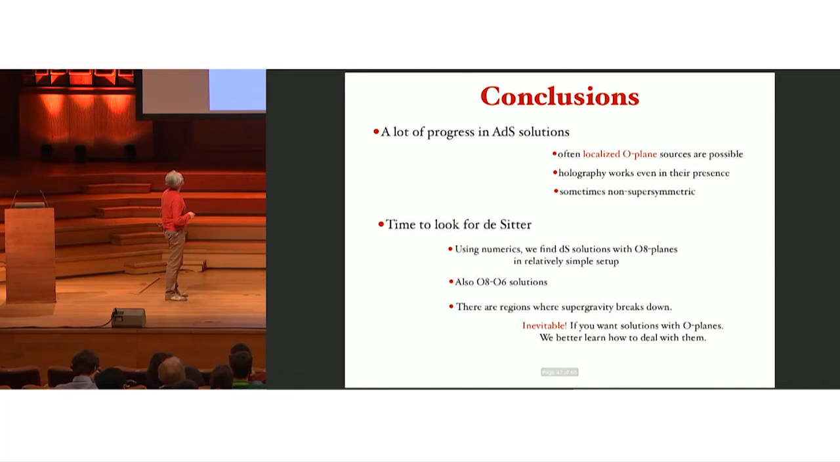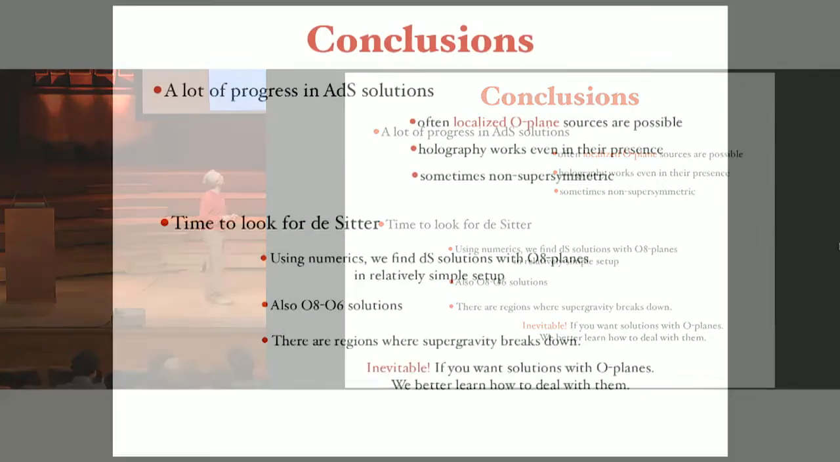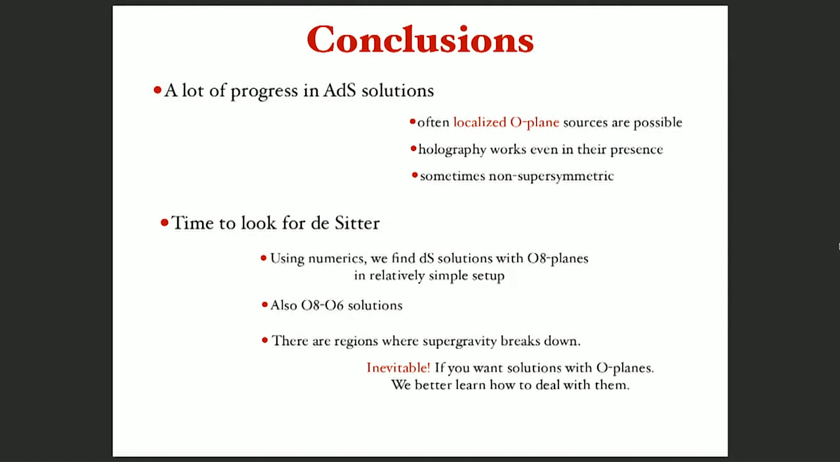Okay, so my time is almost up, so here are my conclusions. A lot of progress has been achieved in the recent past in finding ideal solutions, especially with localized sources and no planes also. And we have tested such solutions using holography, and they seem to be sensible. And sometimes we can even break supersymmetry. So using all this progress, I think it is time to at least try to find de Sitter solutions.